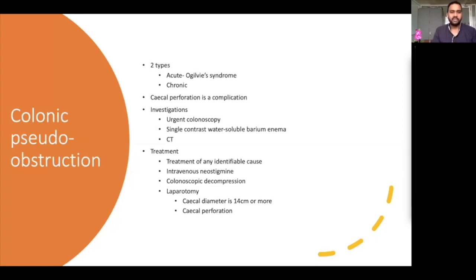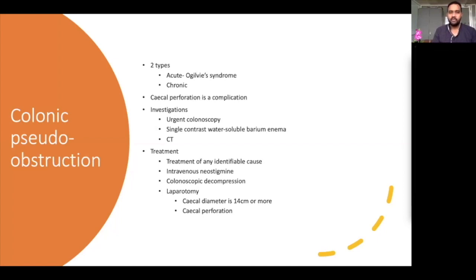So what are the investigations? Investigation wise, we have to do an urgent colonoscopy to exclude any underlying cause. If there is an underlying cause, mechanical or anything, then there's a reason for obstruction. But if there's no reason, then we have to confirm that with the urgent colonoscopy.